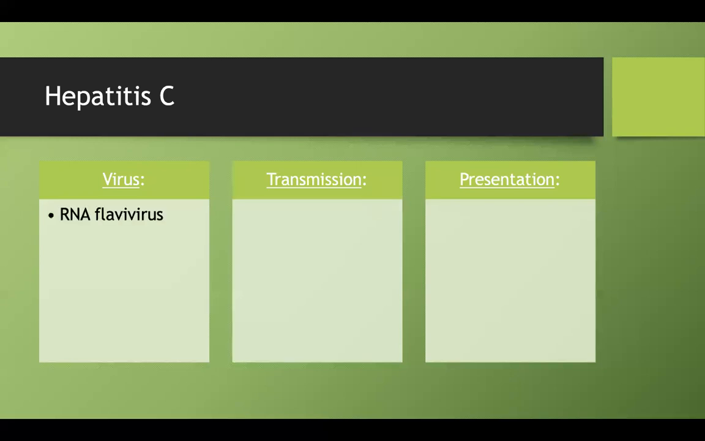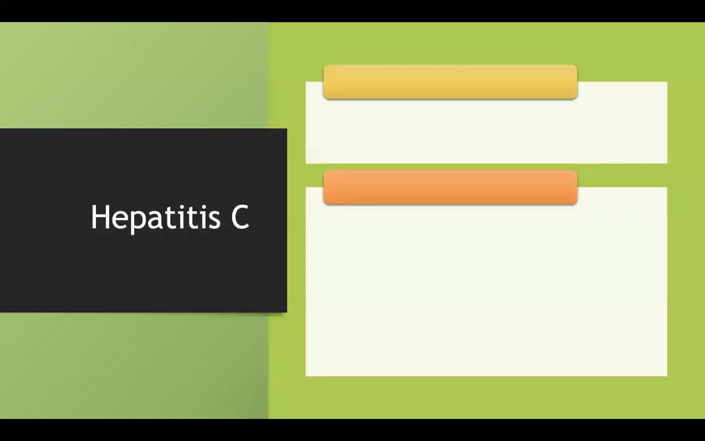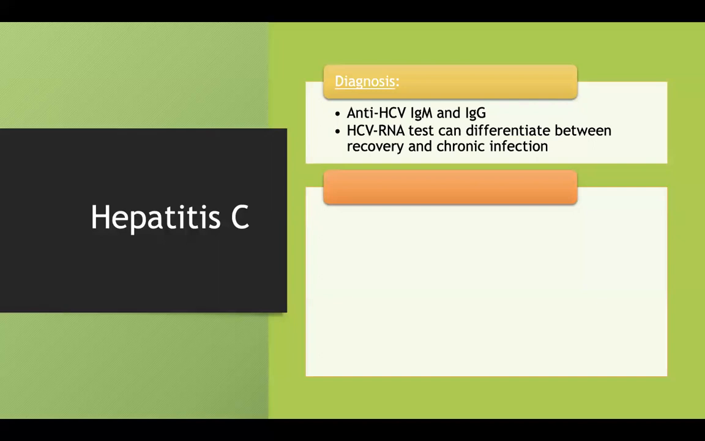So hepatitis C is an RNA flavivirus, and similar to hepatitis B, it's produced through some of those same mechanisms that we talked about: blood transmission, so like transfusions, and bodily contact. It could be asymptomatic, and that's generally how it presents, just as an asymptomatic positive screen. So you're going to diagnose this, again, using antibodies. You're going to diagnose it with the antibodies to hepatitis C virus, either IgM or IgG. And once you've done this, because it's an RNA virus, you can actually just test their RNA load to differentiate whether or not the hepatitis C virus is ongoing or if it's recovered.